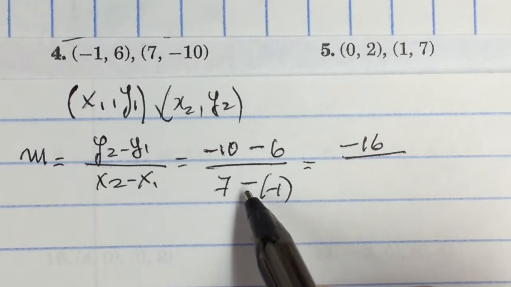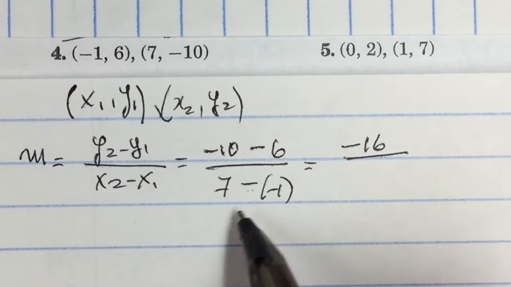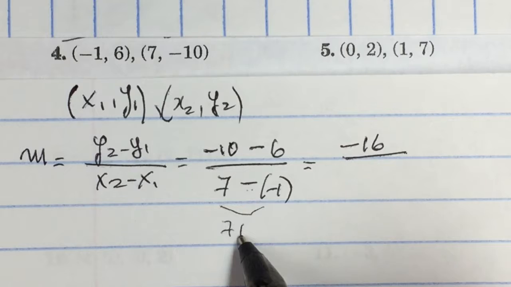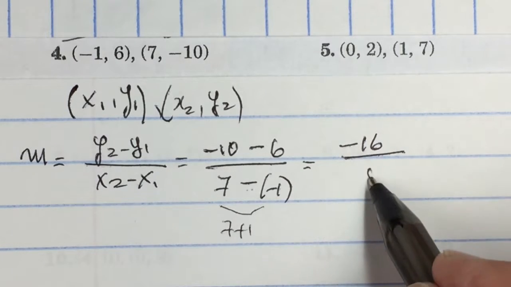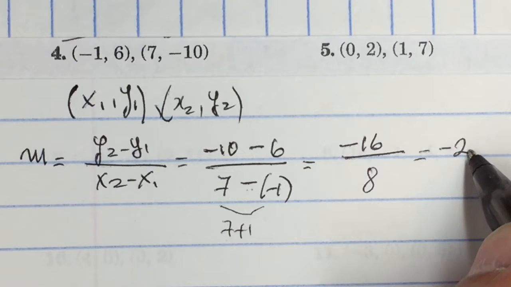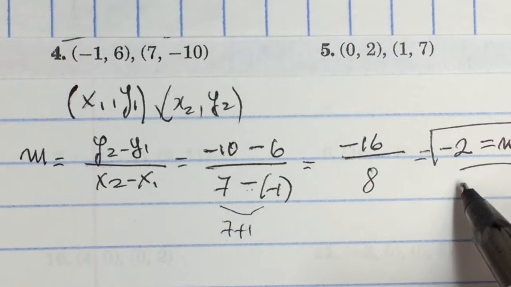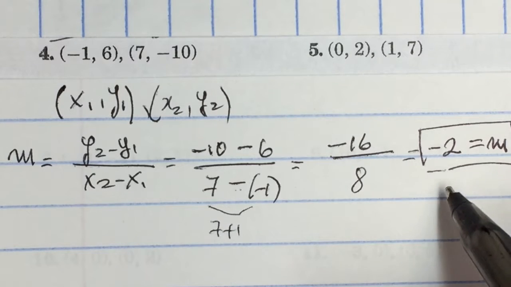Now this one, I'm subtracting a negative number, so I'm adding the opposite. So it's the same thing as doing 7 plus 1. And 7 plus 1 is 8. Negative 16 over 8 is negative 2. So this is my m. My m equals negative 2, okay? This is my m here. Now I have my m.